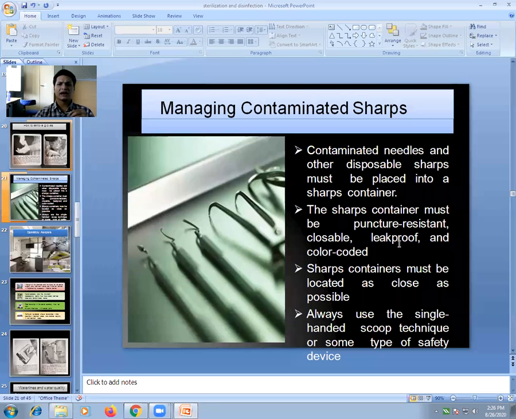Contaminated needles and other disposable sharps must be placed into a sharps container. The sharps container must be puncture resistant, closable, leak proof and color coded. These sharps containers must be located as close as possible, and always use the single-handed scoop technique or some type of safety devices.